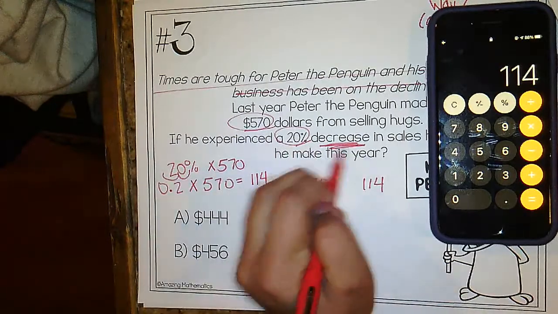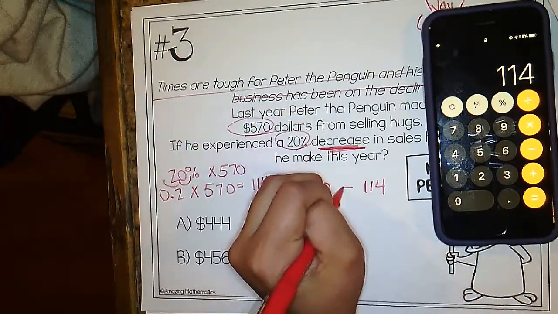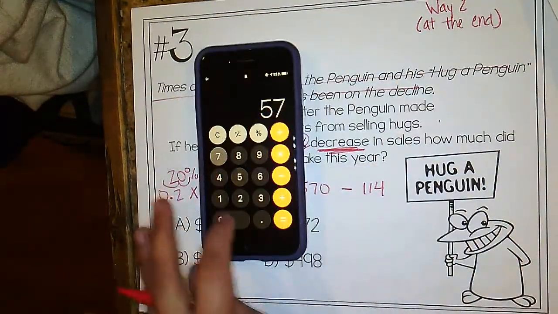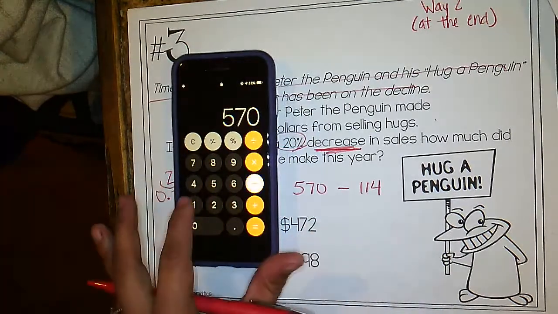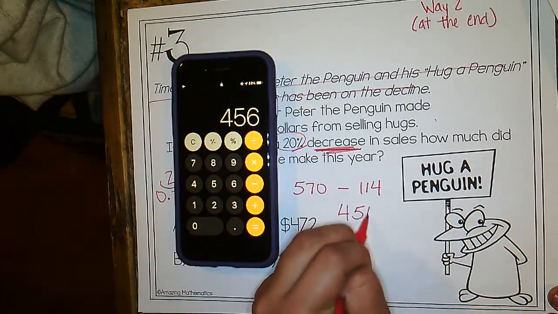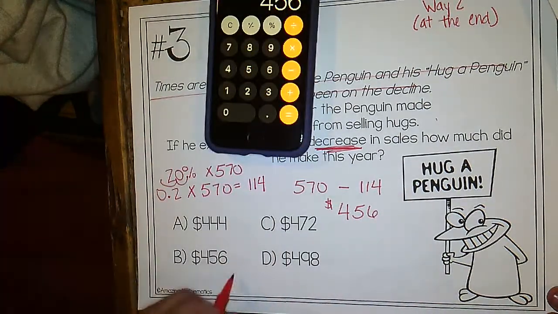If you said subtract, you're right, because we're decreasing. So that means we're getting smaller. So we're subtracting. So I'm going to do in my calculator 570 minus 114. And that gives me 456 dollars. What answer is that? B.